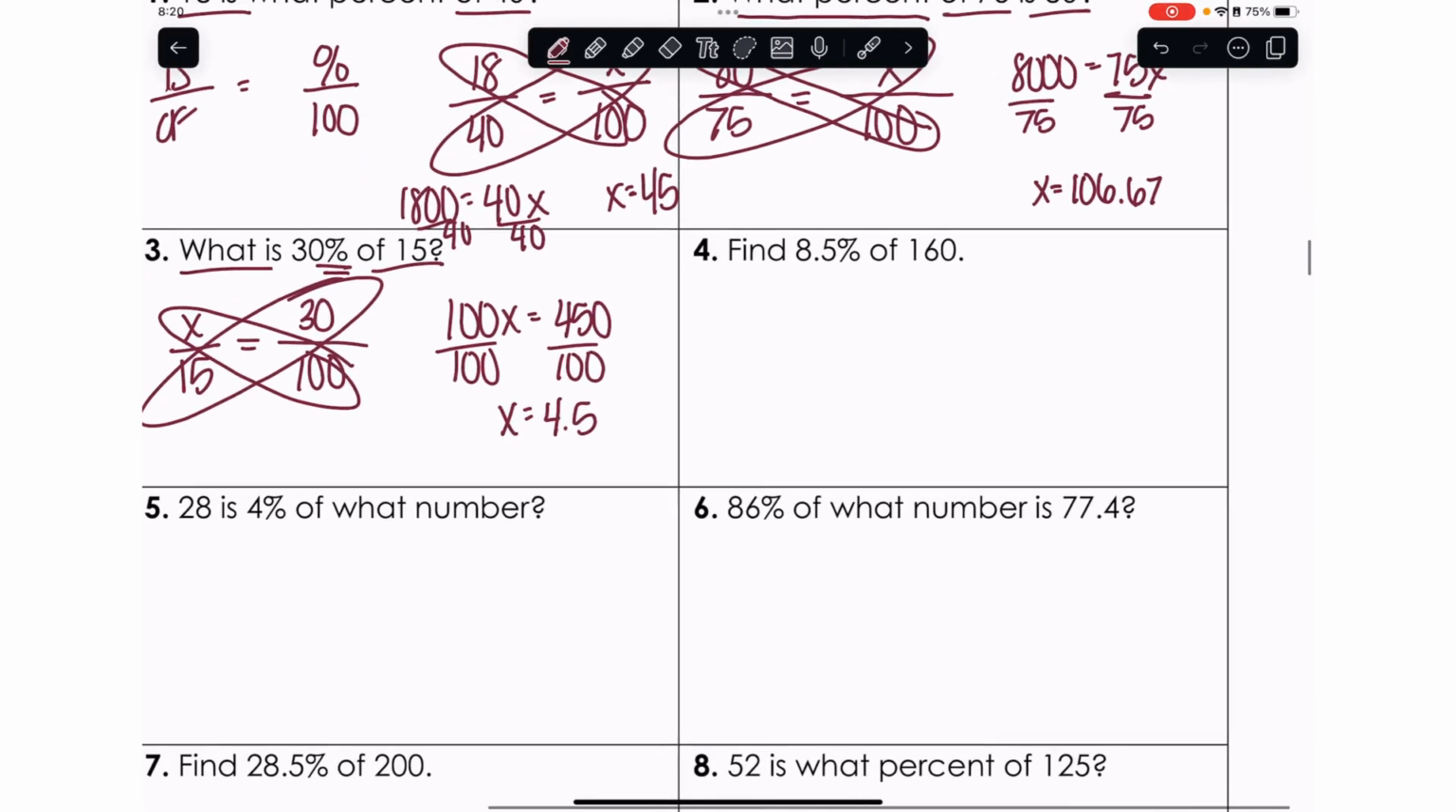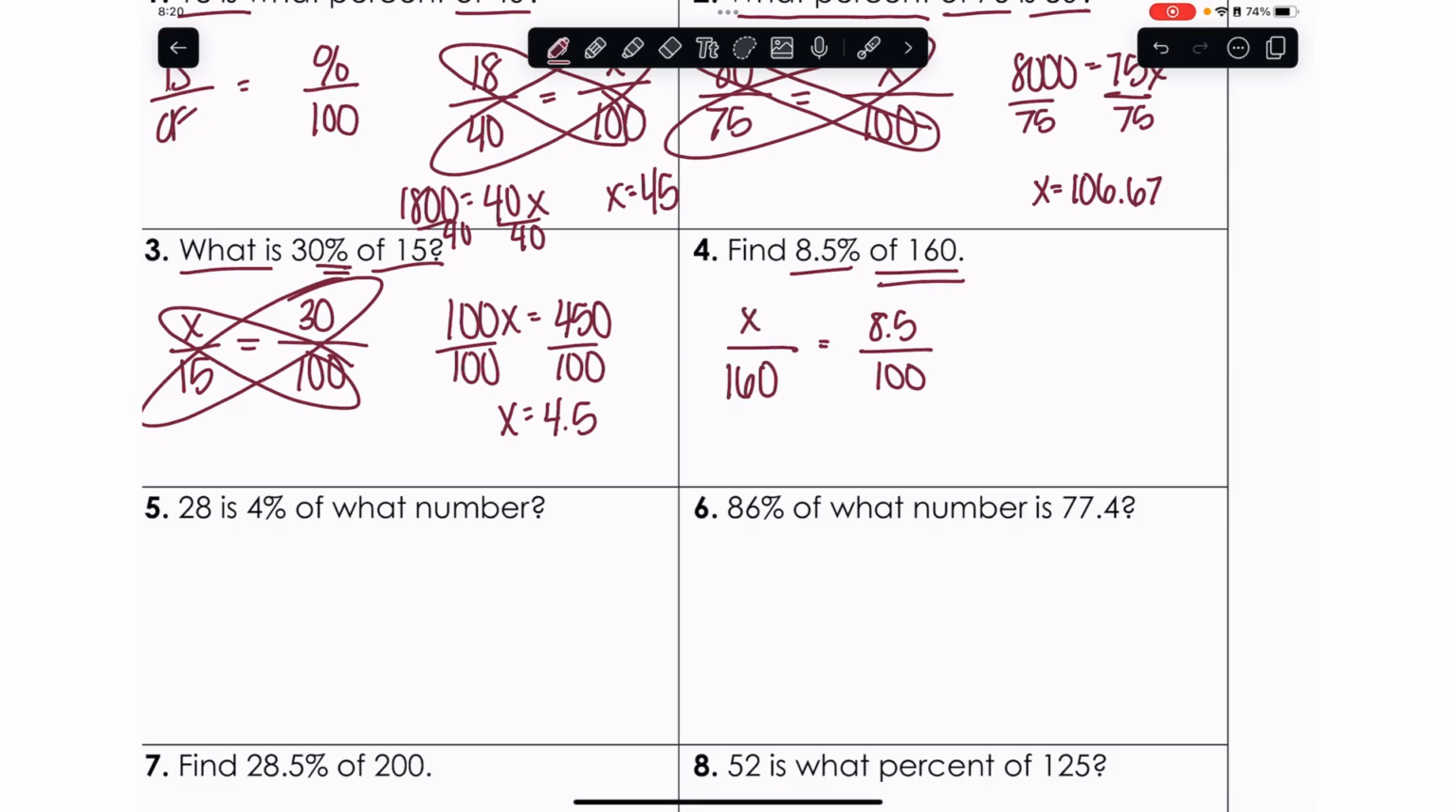Okay, number 4, find 8.5% of 160. So I'm trying to say, what is 8.5% of 160? Maybe this is another sale, right? I'm saving 8.5%. It's not a lot, but that's how much I'm saving. So I'm going to set up my problem. So the 8.5% is the 8.5 over 100 part. Anytime you see that percent, it has to go over the 100. I don't even see the word is, but I do see of 160.